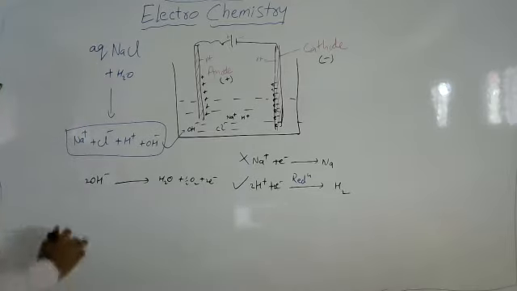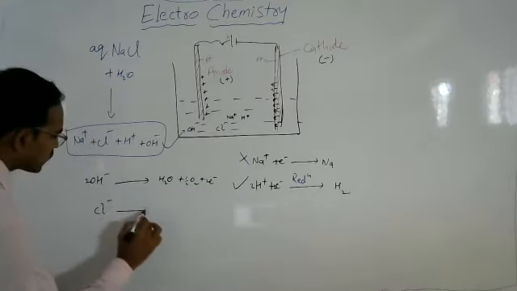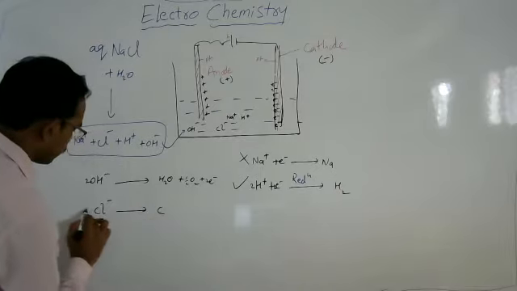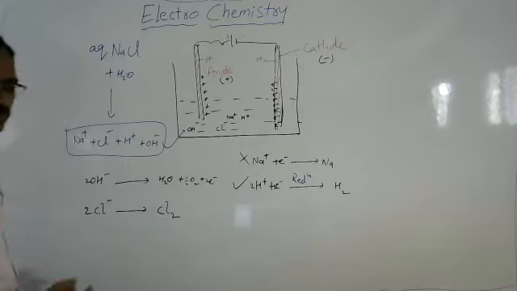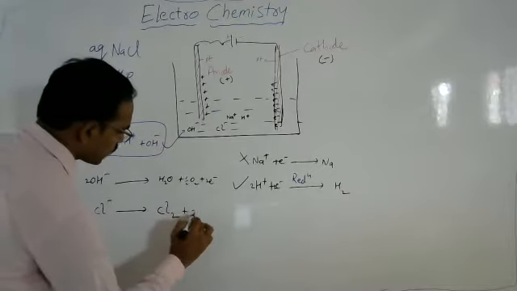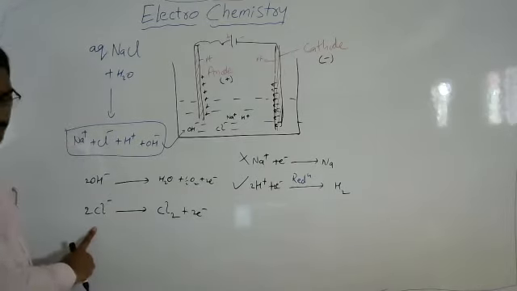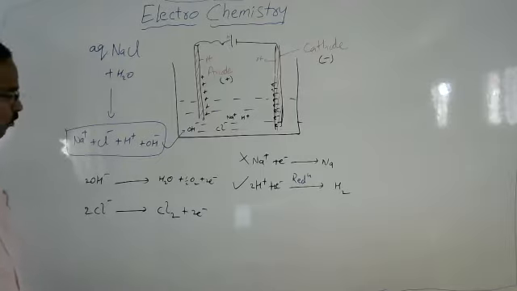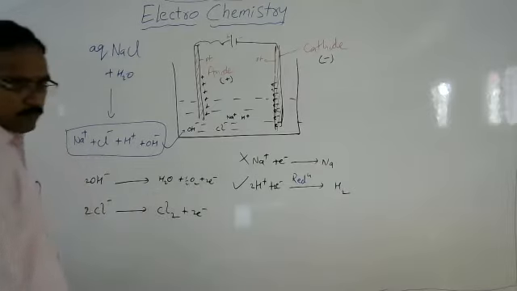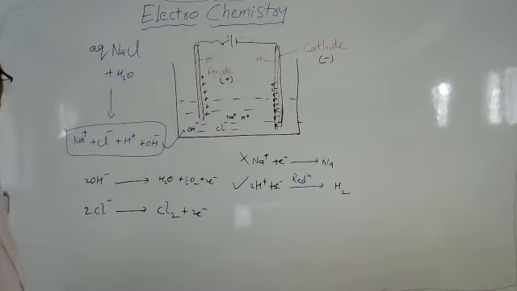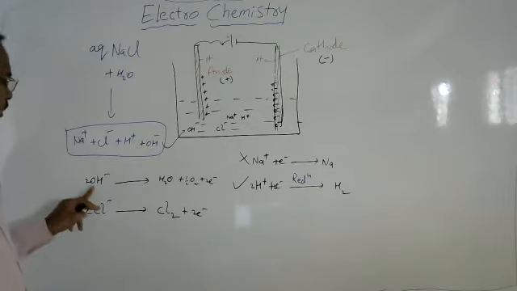Right? Next, another one is there: Cl-. 2Cl- I am taking, forming chlorine gas, a diatomic molecule, losing 2 electrons. Both are oxidation reactions. Now which reaction will take place? Either Cl- loses the electron forming Cl2, or OH- loses the electron forming oxygen gas. Which reaction takes place here?